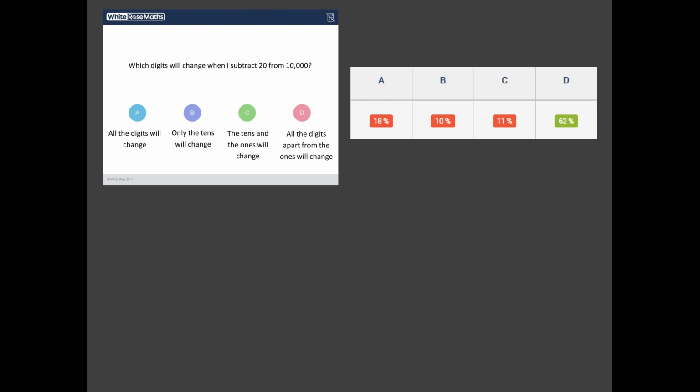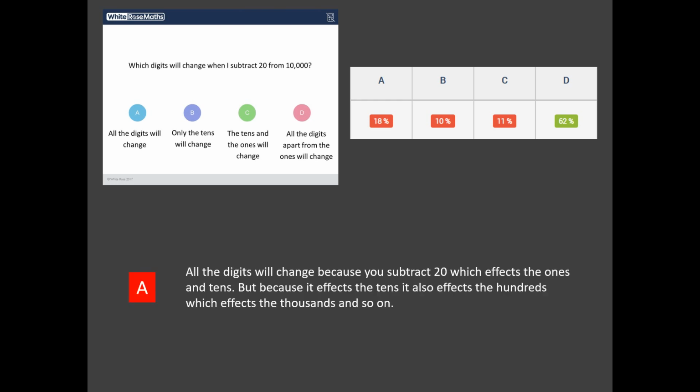Why might students think that? Well, here's an actual student explanation for that. All the digits will change because you subtract 20, which affects the ones and the tens. And because it affects the tens, it also affects the hundreds, which affects the thousands and so on. Now, that's absolutely right. I really love this logic down here, but I'm not so sure about that. I don't think it does affect the ones column because we've got 0 ones there, and we've also got 0 ones in 10,000. So it's going to affect all the digits apart from the ones.